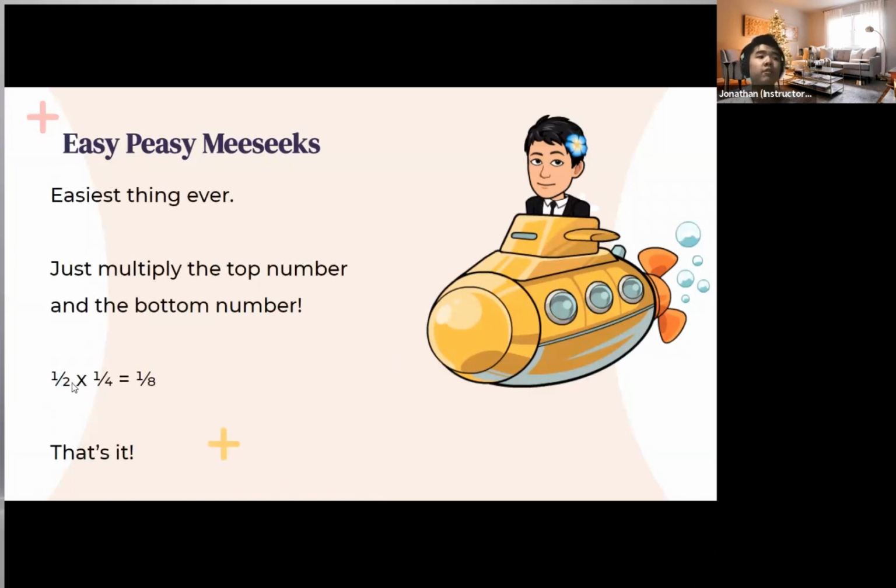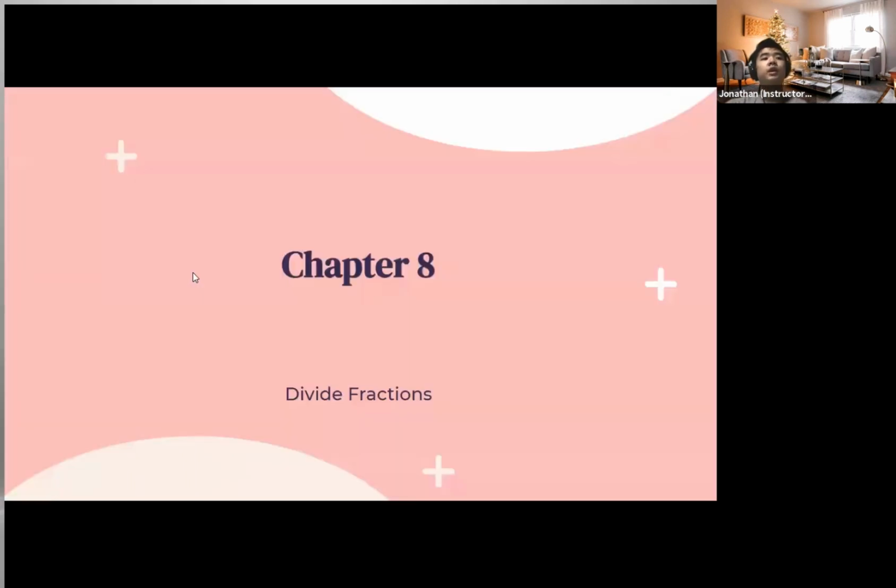So for instance, 1/2 times 1/4. So 1 times 1 is 1. 2 times 4 is 8. So 1/2 times 1/4 is 1/8. And that's it. And chapter 8, division of fractions.